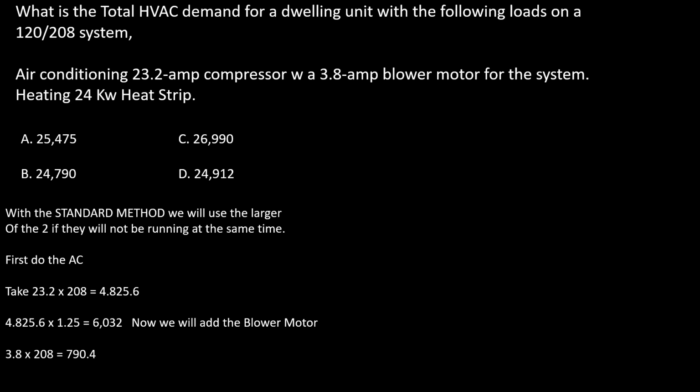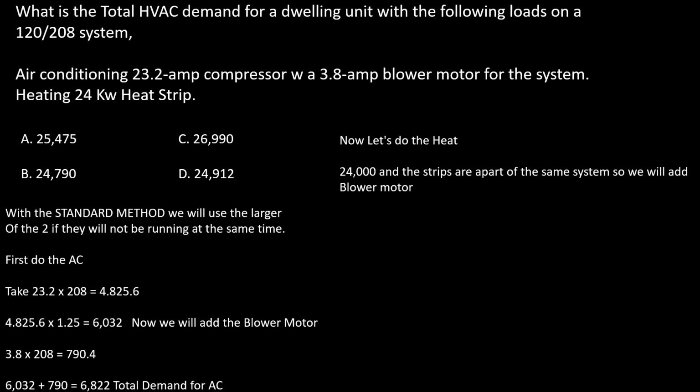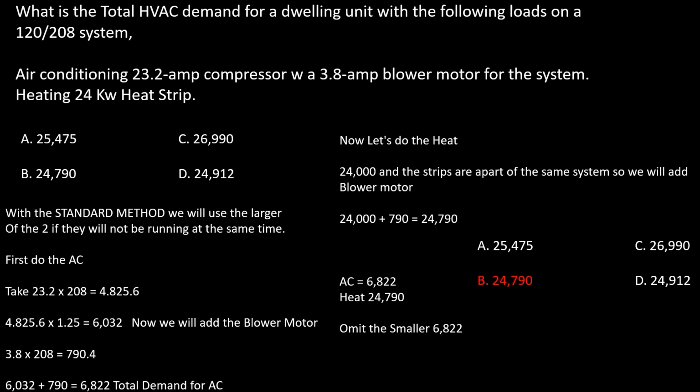Now we're going to add the blower motor. That's going to add another 790. We're going to add those two together, and that's going to give us a total AC demand of 6,822. Now let's do the heat. So we take our 24 kW, and we're going to add the blower motor to it. That's going to give us 24,790. Our AC, we line up our heat. We're going to omit the smaller, and we're going to select B.